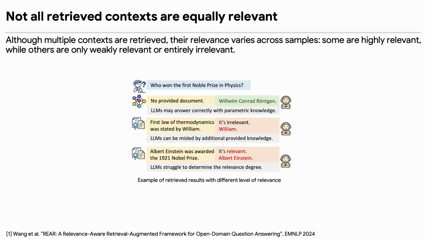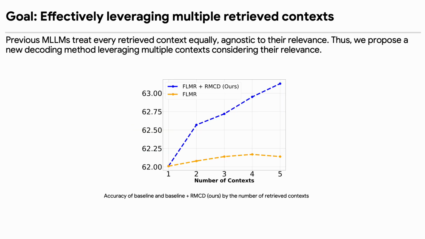However, there is a key issue. Even if we retrieve multiple contexts, they're not equally useful. Some contexts directly support the correct answer, while others are only weakly related or completely irrelevant, which can actually confuse the model. In other words, simply adding more context does not reliably improve performance. Therefore, our goal is to leverage multiple retrieved contexts in a relevance-aware manner.